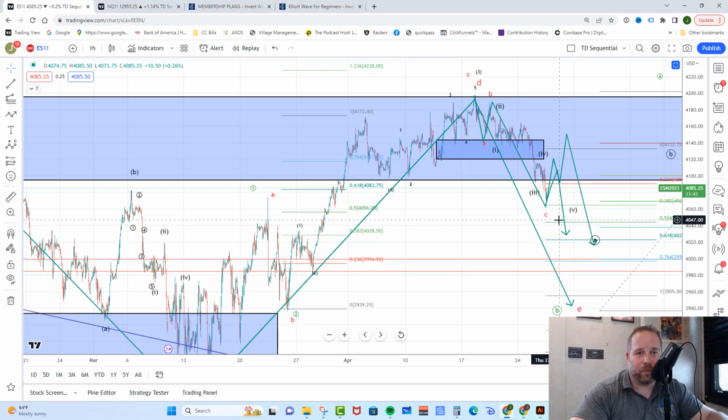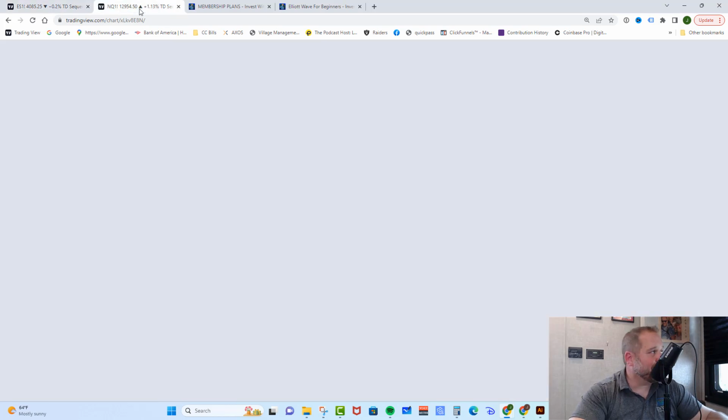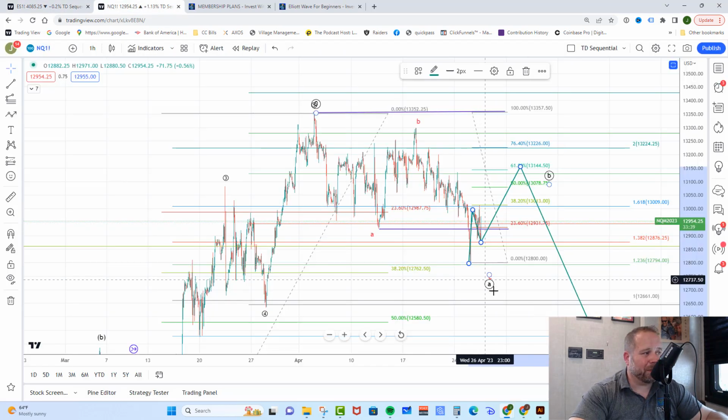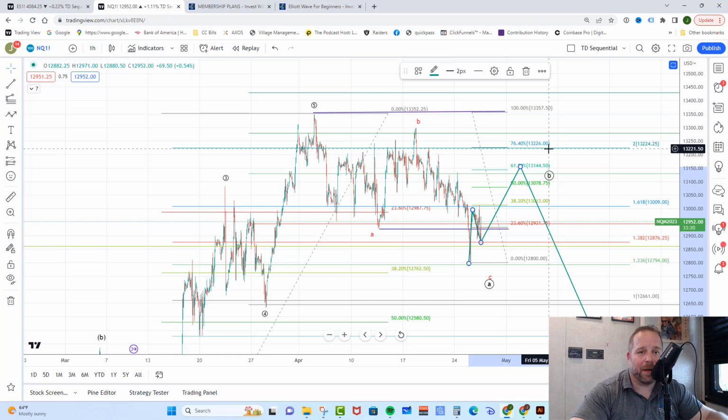Over on the NASDAQ, it is possible we need a low on the NASDAQ down into this 12,700 area before we complete this A wave, and then would look for the B wave up. Or we may have started the B wave already where you have the A, B set up and you're looking for C higher into the 13,144 to 13,226 area. Above that 13,226, and it becomes more likely they're going to try to go for a new high, and all of wave 2 is in.